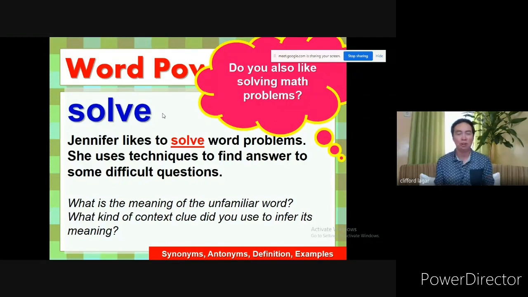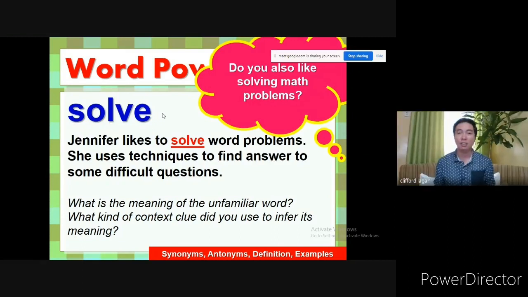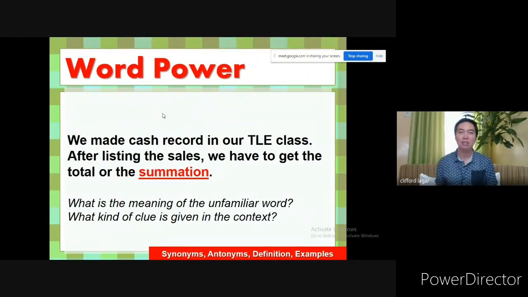So now, how about this question? Do you also like solving math problems? Yes, sir. Wow, that's awesome. It seems that our Brigada Matematica is really effective in helping you improve your math skills. Very good.